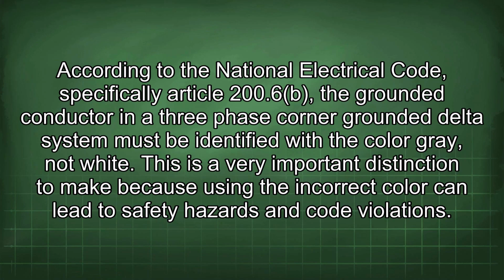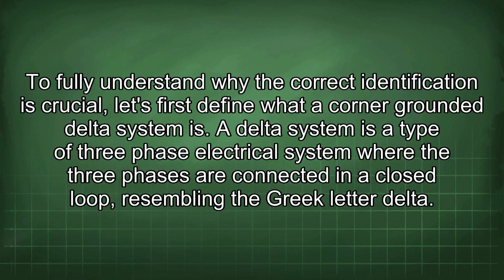According to the National Electrical Code, specifically Article 200.6, the grounded conductor in a three-phase corner grounded delta system must be identified with the color gray, not white. This is a very important distinction to make because using the incorrect color can lead to safety hazards and code violations. To fully understand why the correct identification is crucial, let's first define what a corner grounded delta system is.